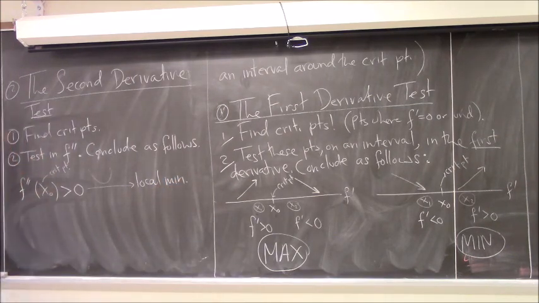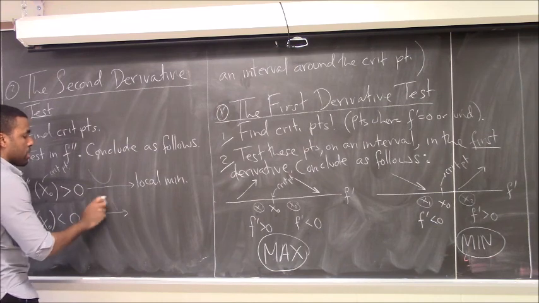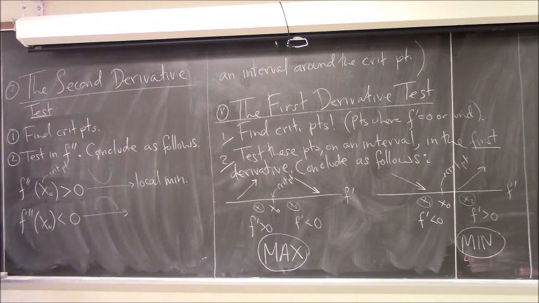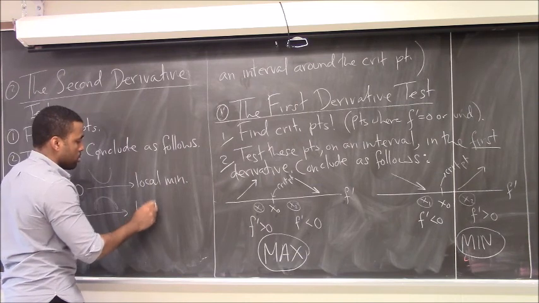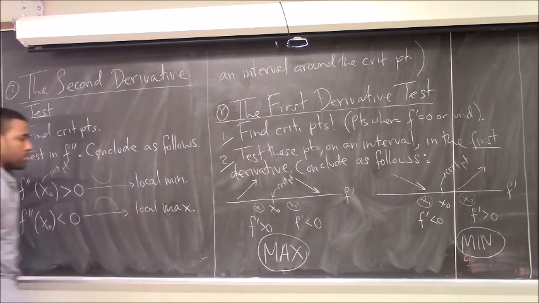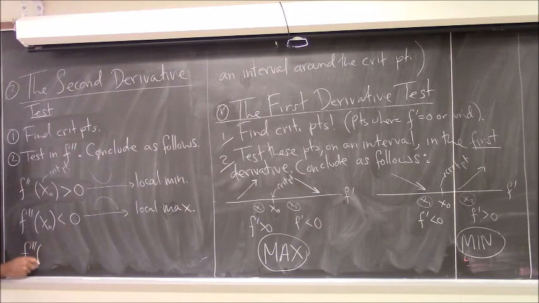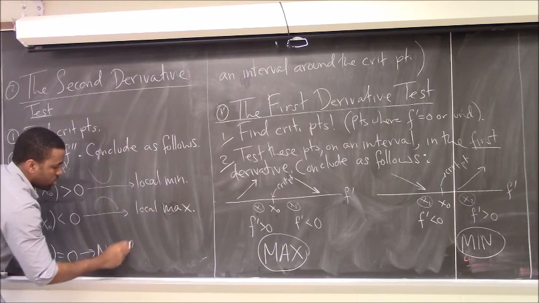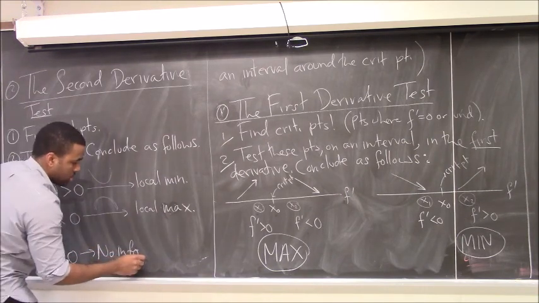So in the event that you have a critical point, you test the second derivative at that critical point, and the second derivative gives you a positive answer. That means you're shaped like a cup, which means you're a local minimum. If your second derivative returns a negative answer, that means you're shaped like a frown. Second derivative is negative, you're down, you're feeling sad, you're frowning. That's a local maximum. If your second derivative is 0, then there's no information from this test. You have to use the first derivative test or something else.